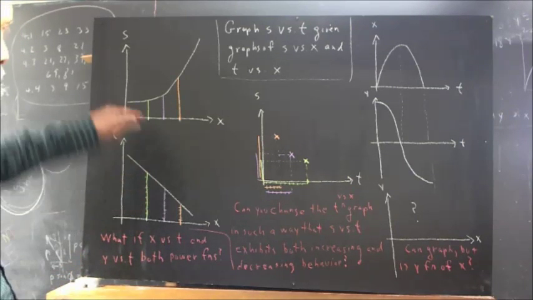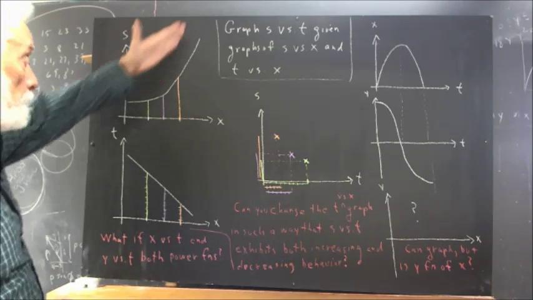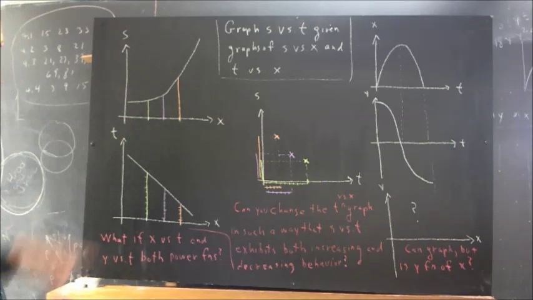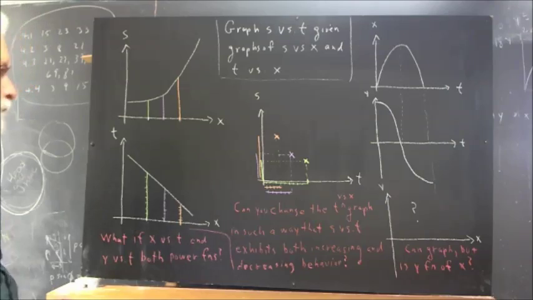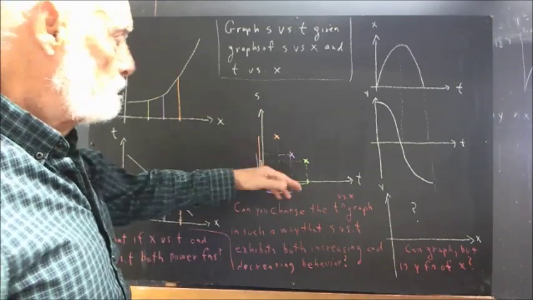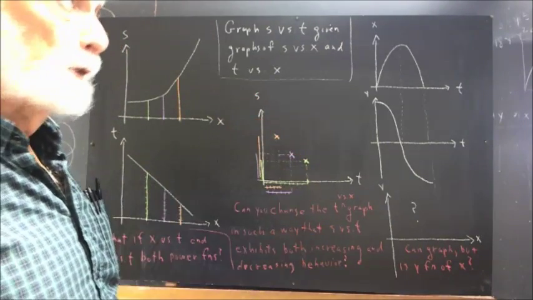Okay, we note that this graph is increasing everywhere. It's always going upward, so this graph is strictly increasing. What's this graph doing? Well, it's strictly decreasing. Okay, what does this graph appear to be doing? Well, from these 3 points, it appears that it's always decreasing, so that it's strictly decreasing.